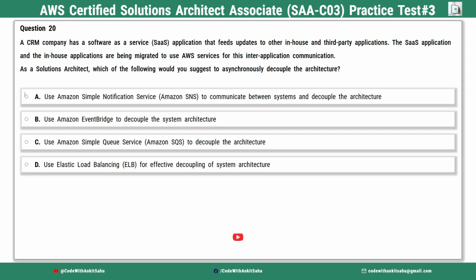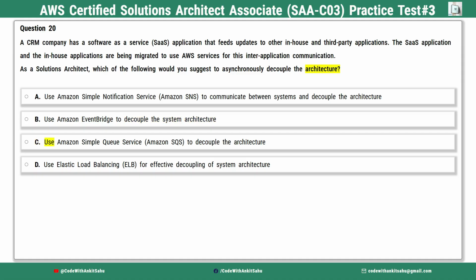Question 20. A CRM company has a software as a service, SaaS, application that feeds updates to other in-house and third-party applications. The SaaS application and the in-house applications are being migrated to use AWS services for this inter-application communication. As a solutions architect, which of the following would you suggest to asynchronously decouple the architecture? Option A. Use Amazon Simple Notification Service, Amazon SNS, to communicate between systems and decouple the architecture. Option B. Use Amazon Event Bridge to decouple the system architecture.